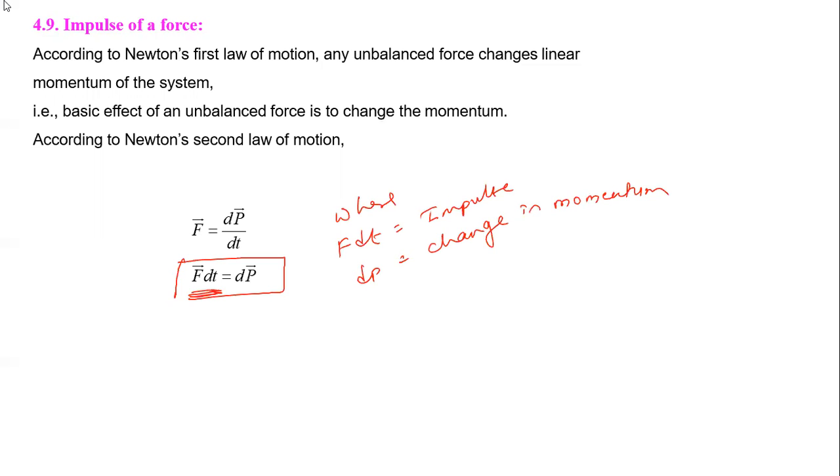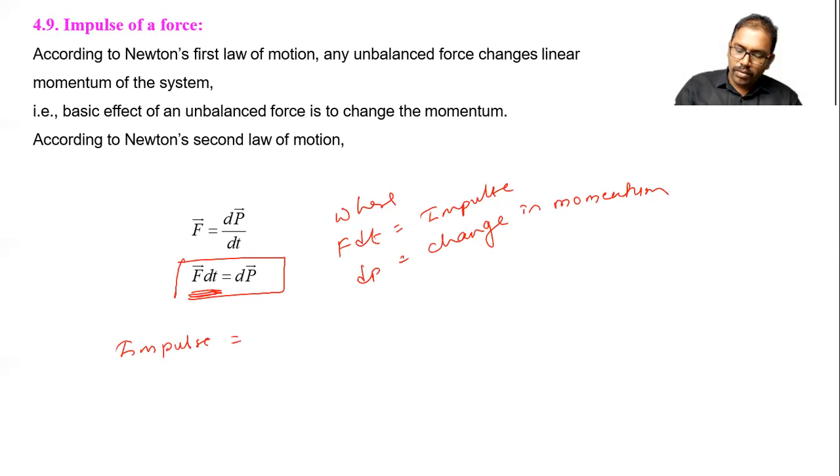dp is change in momentum. So here we can write impulse is equal to change in momentum. So here we get this.